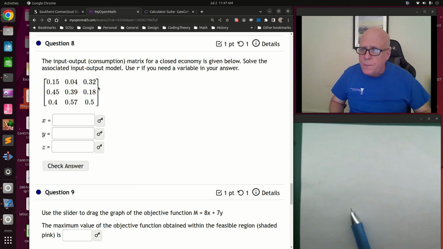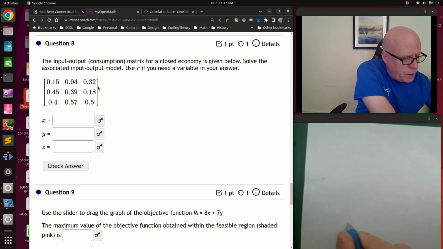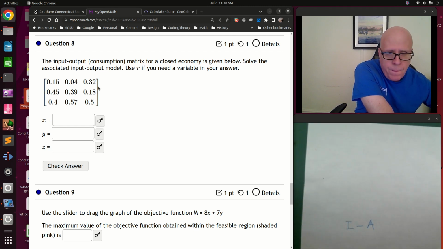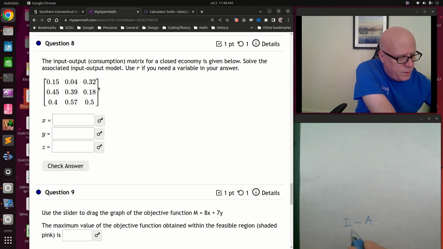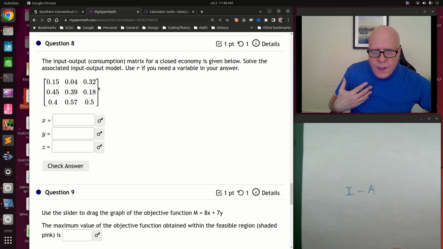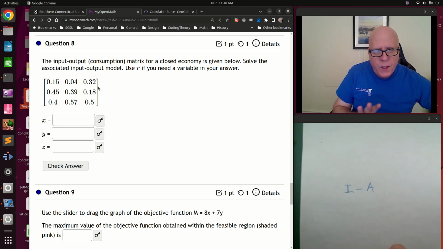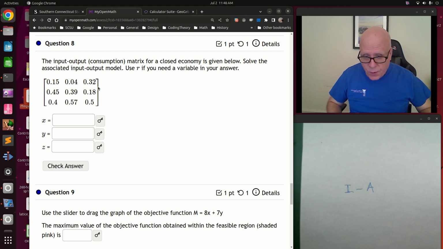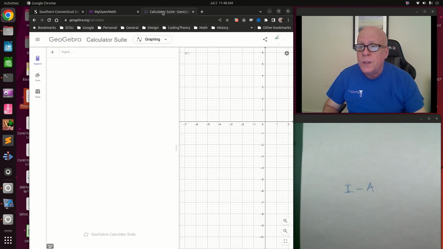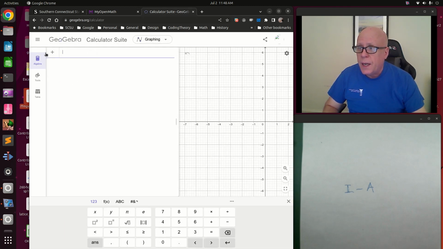What you're going to need to do is create the matrix I minus A. So that's an identity matrix minus the matrix A, and analyze with that. There's a whole explanation of that, but I just want to hit the nuts and bolts here today. You can look for the explanation of why you look at the identity minus A in the readings for this section. But anyway, if you want to create I minus A, the best way to do it is to get onto GeoGebra and use the algebra tool.